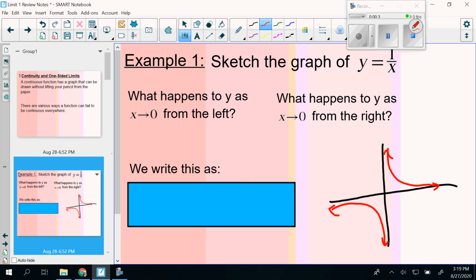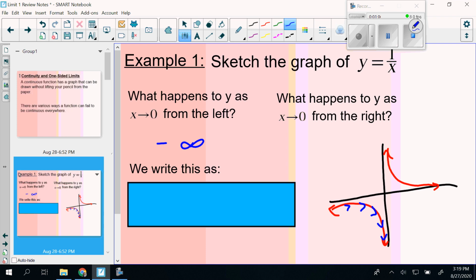Okay, so the question asks, what happens to y, our graph, as x approaches 0 from the left? So if we're coming from the left here, meaning this way, as we keep going here, what happens to our graph? It keeps decreasing and it goes down to negative infinity.